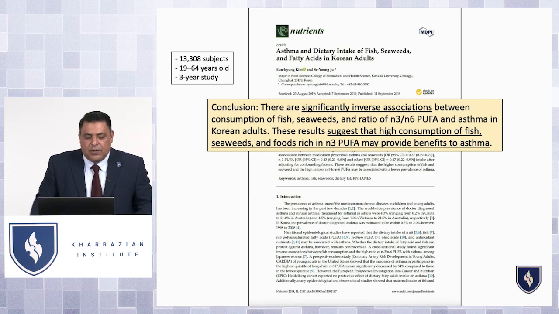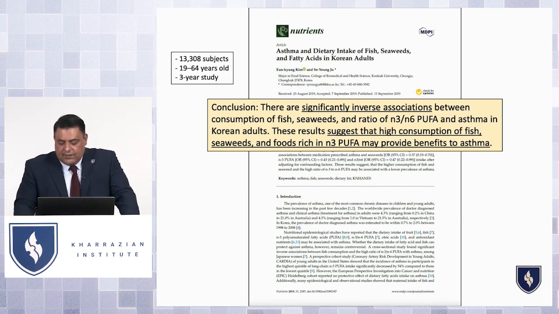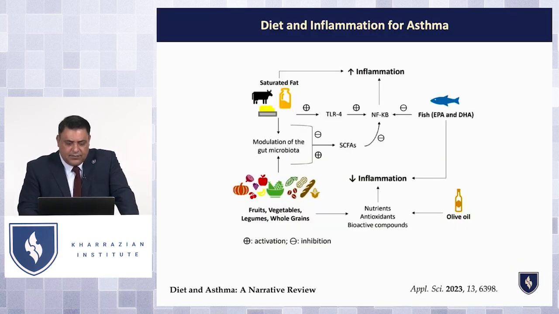This was another paper that was published of 13,000 subjects, 19 to 64 years old. It's a 3-year study. They found a significantly inverse relationship between consumption of fish, seaweeds, and the ratios of omega-3 and omega-6 fatty acids in Korean adults. Results suggested high consumption of fish, seaweeds, and foods rich in polyunsaturated fatty acids have a significant impact on asthma. So whether it's supplemental or dietary, it's really critical to dampen that inflammatory load.